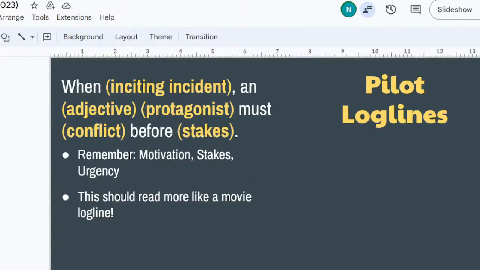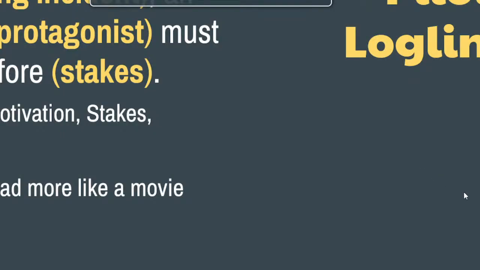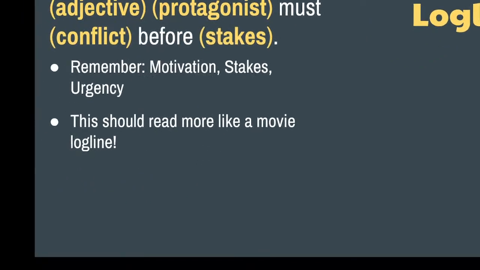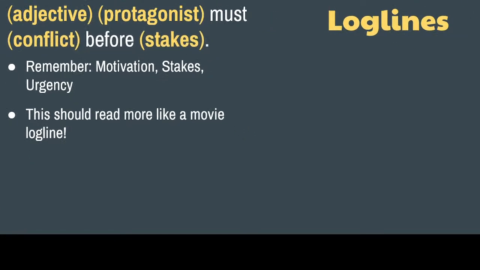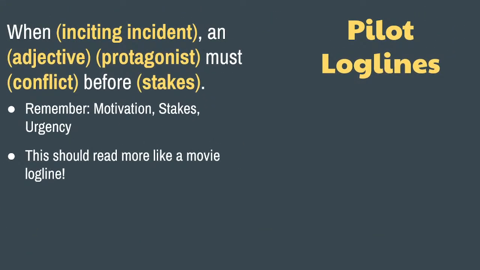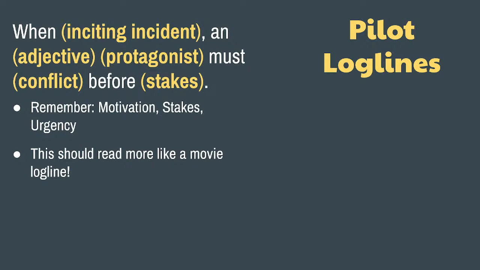It's going to look like: when inciting incident, an adjective protagonist must conflict before stakes. And when we say must conflict, you want to give us that really clear indication of what we're doing in the middle of the episode, like the Act 2, like Act 2 is the movie, or is the show, as we often say. So try to give us the sense of what we're doing in the middle. He must blank, that's going to be the majority of the episode.